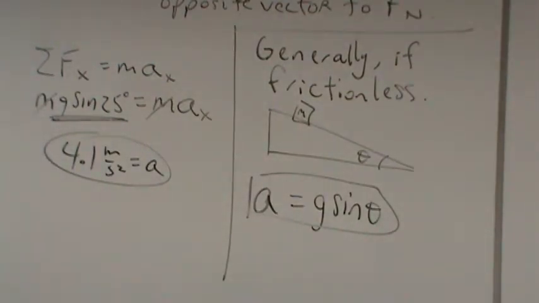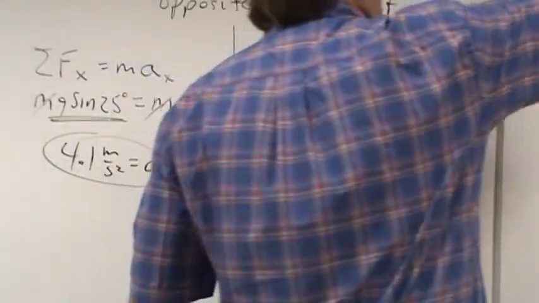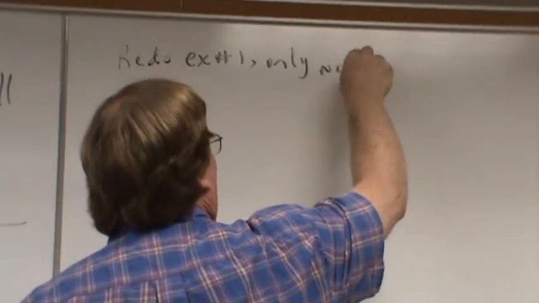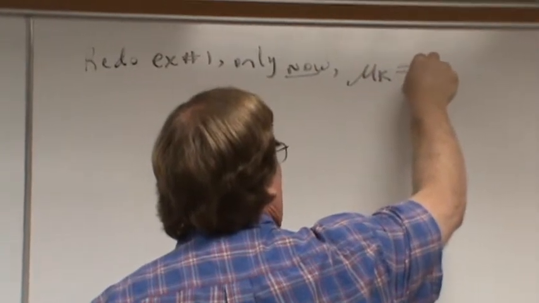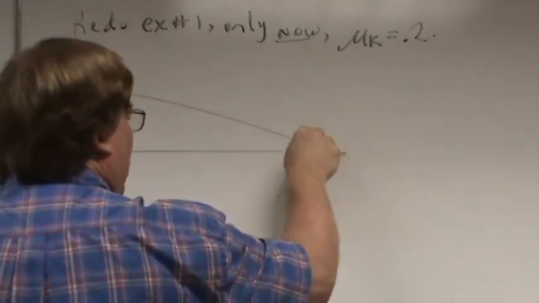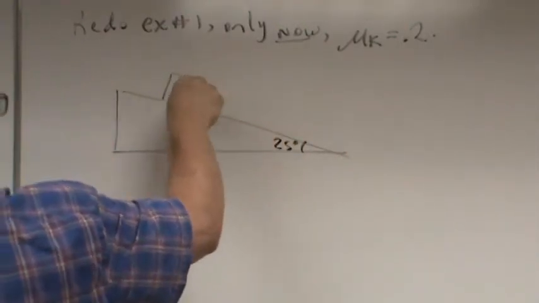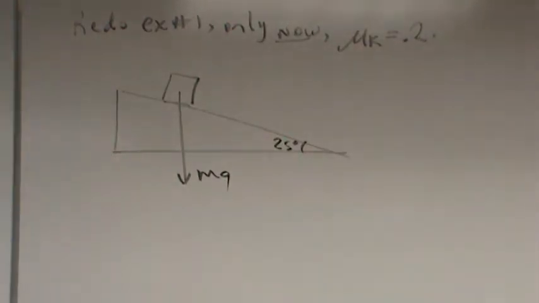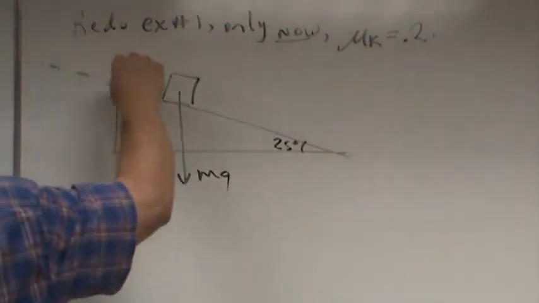Let's go ahead and deal with the situation where there is friction. Redo example number 1, only now mu sub k equals 0.2. I'd like everyone to please make a drawing, do a free body diagram, and then sum the forces. I'll give you a minute or two, and then I'll intervene. I want to see if you can do a proper free body diagram, and I want you to do it on the ramp. Don't put it off to the side. I want to see mg on the ramp, etc. Please do your free body diagram on the ramp.